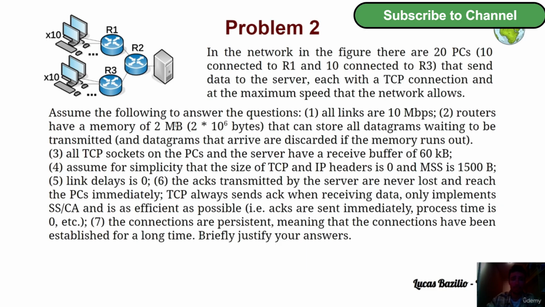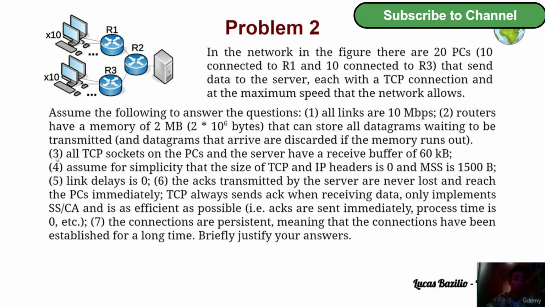Assume the following notions. Here we need to assume a given sequence of assumptions to answer the questions that are going to be in the next slide. The first assumption: all links are 10 megabits per second. This indicates the speed of the links. Assumption 2: routers have a memory of 2 megabytes that can store all datagrams waiting to be transmitted, and datagrams that arrive are discarded if the memory runs out.